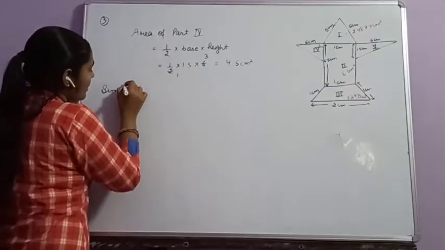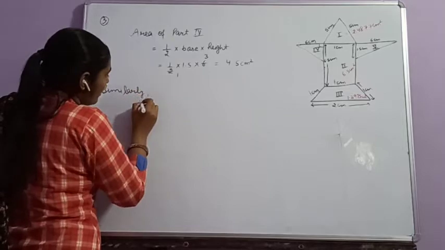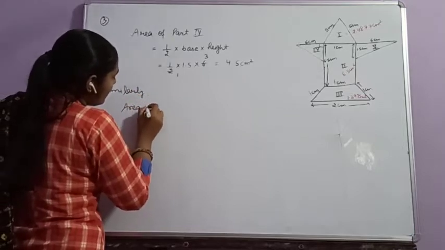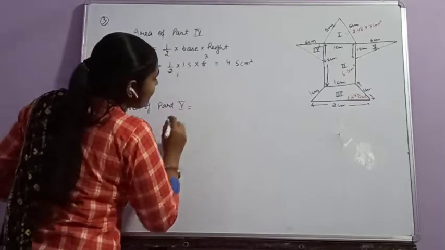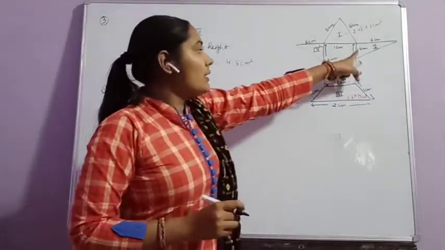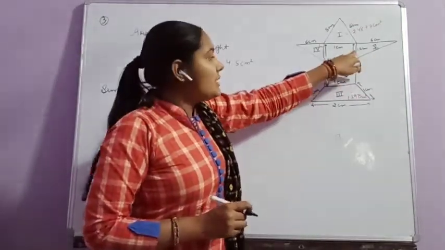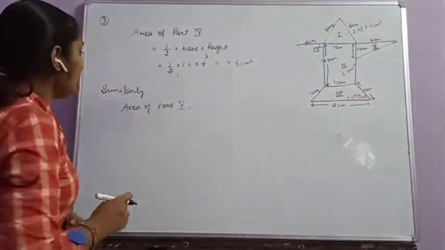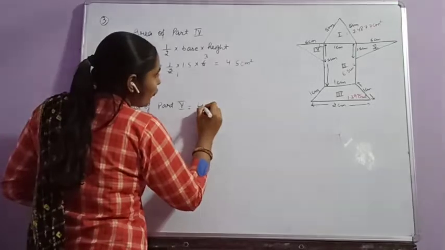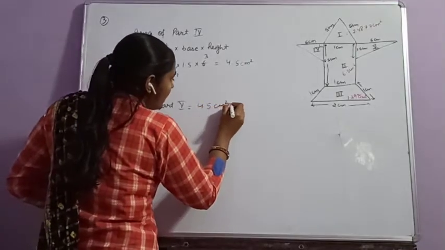Similarly, area of part 5. As we know that both are right angle triangles with the same base and same height, so their area will be equal, that is equal to 4.5 square centimeter.